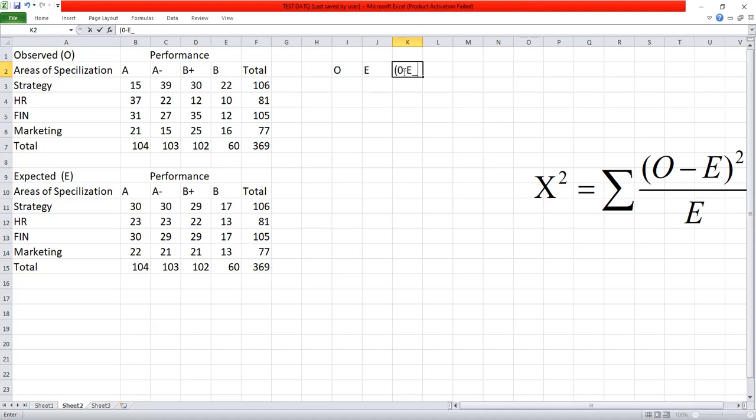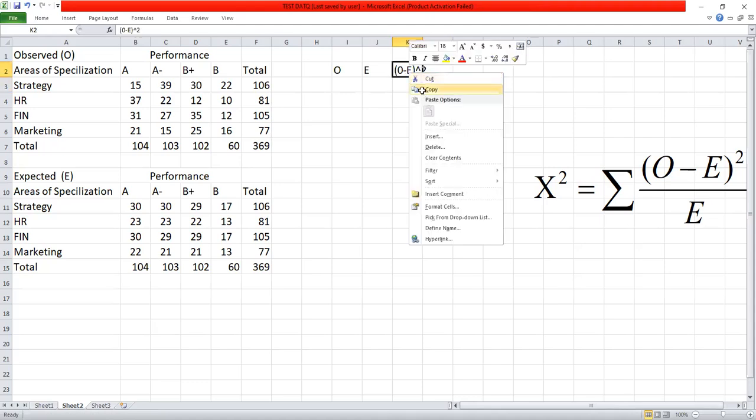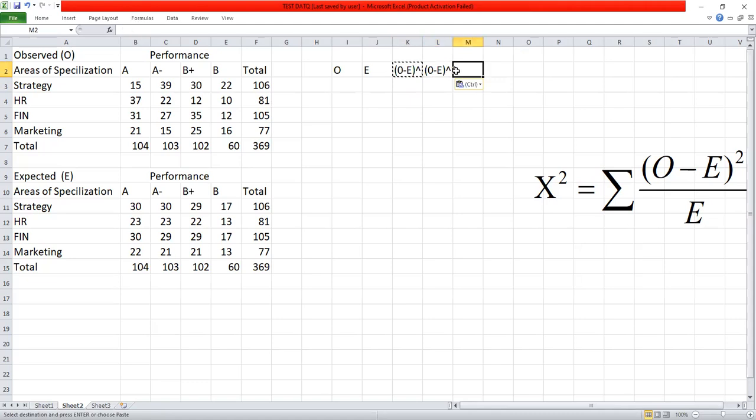Because our statistic requires it, then get this one squared. Then bring it here and divide this by the corresponding E. Divide this by the corresponding E. I'll just write it here: divided by the corresponding E.